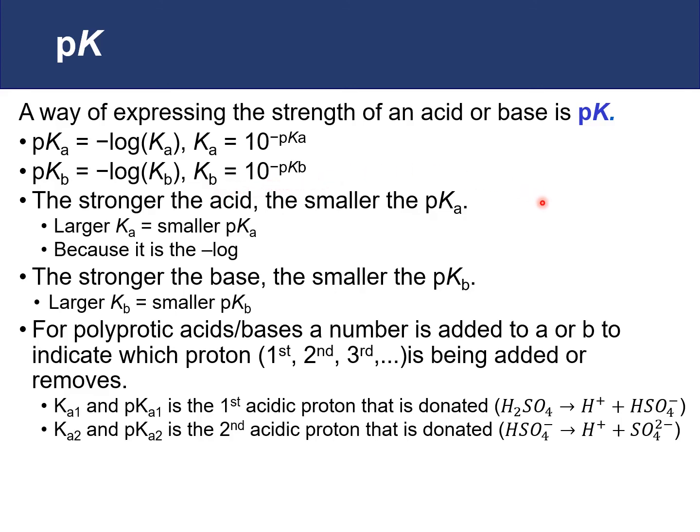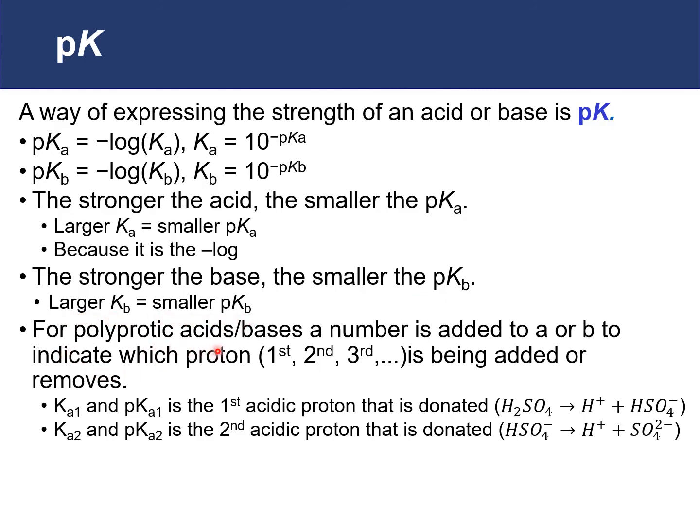So the stronger the acid is, the smaller the pKa will be, right? Because our pKa is the negative of the log of the Ka. So if Ka is close to 1, then the negative log of that value will be closer to 0, right? So it will be a small value. So the larger the Ka, the smaller the pKa, because the relationship between the two is the negative log. The stronger the base, the smaller the pKb will be. The larger the Kb, the smaller the pKb.